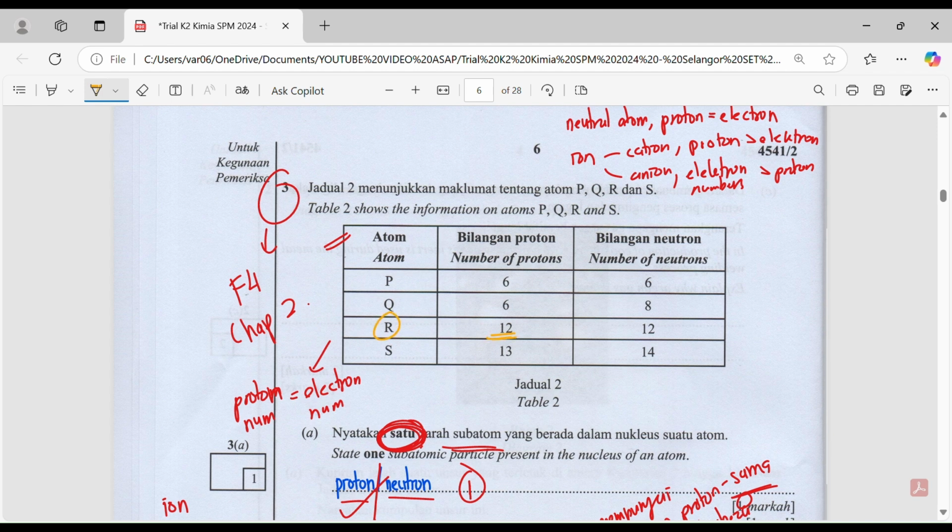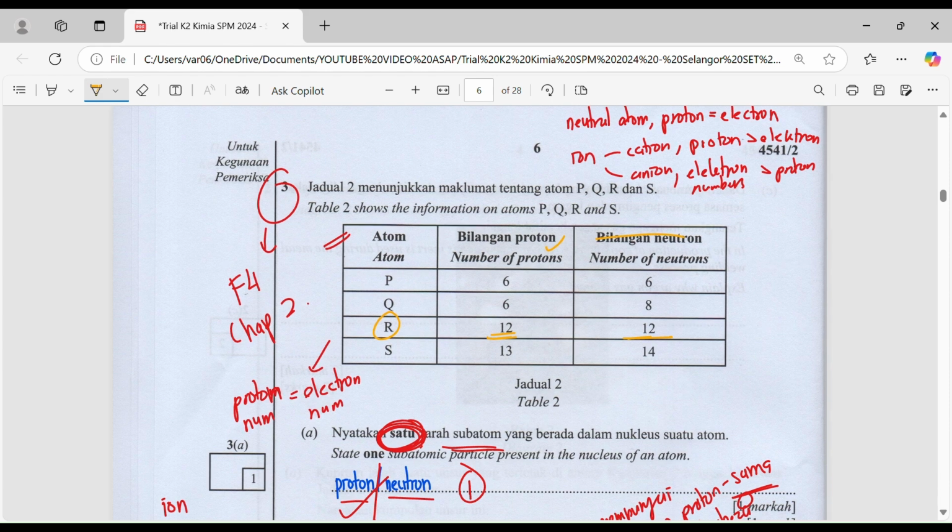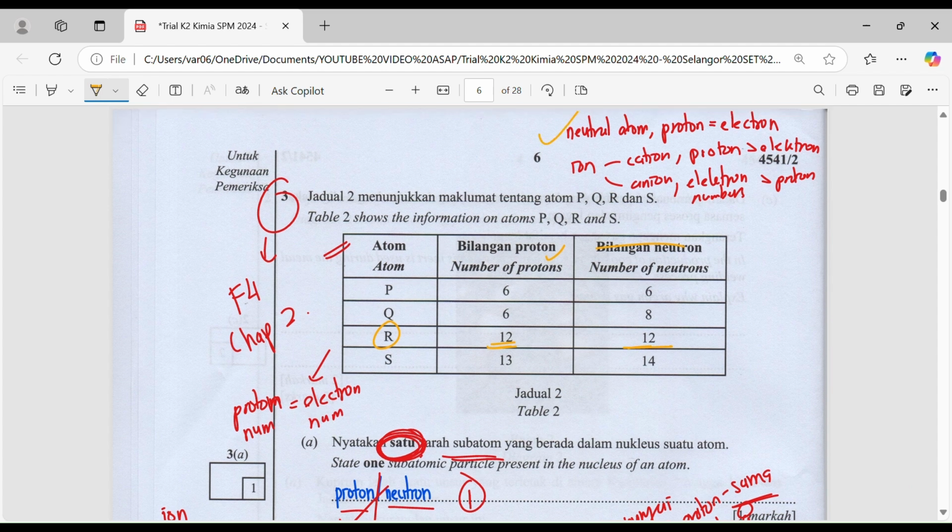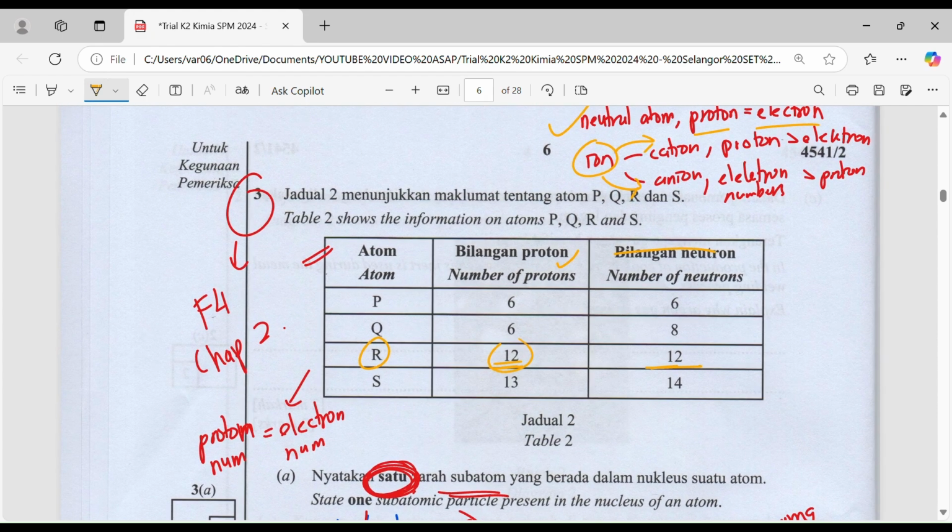Alright, so for your ion R, you have 12 protons, 12 neutrons. So you're not going to look into the neutrons, obviously only the protons. As I said earlier, for a neutral atom, the protons and the electrons must be the same. However, now the question asks for the ion, correct? So in this case, the ion could be either a cation or an anion.